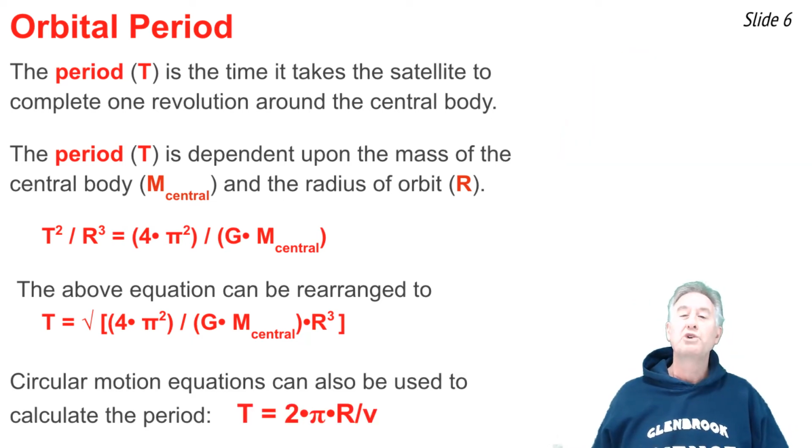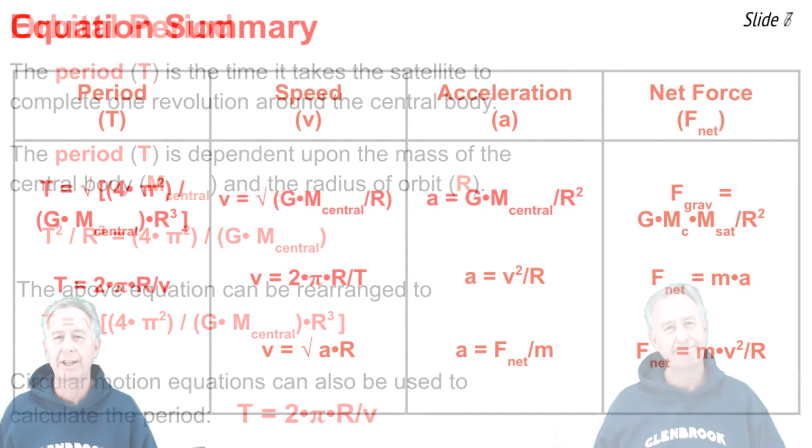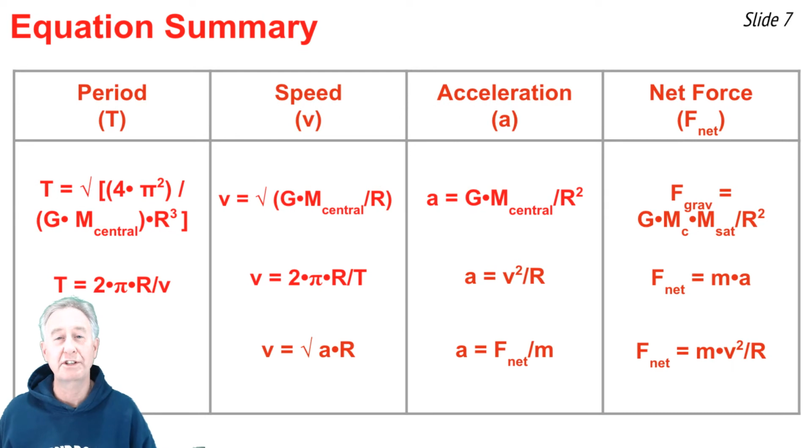Fortunately, circular motion equations can also be used to calculate the orbital period, the best one of which is 2 pi times the orbital radius divided by v, the orbital speed. The table here summarizes the different equations that you will be using to calculate the orbital period, orbital speed, acceleration, and net force. Exactly which equation you use is dependent upon what you know and what you're looking for.